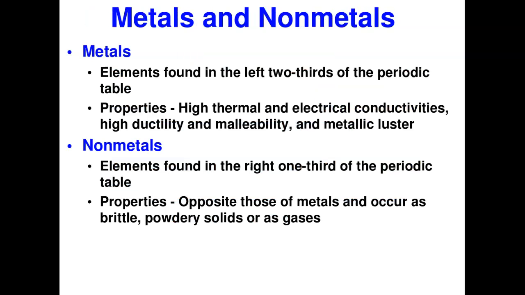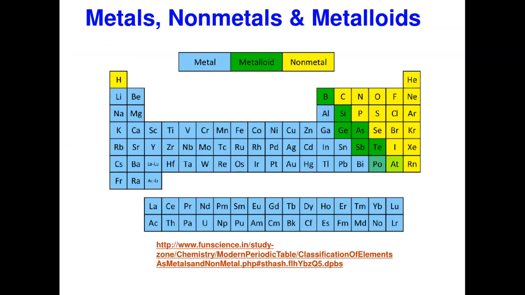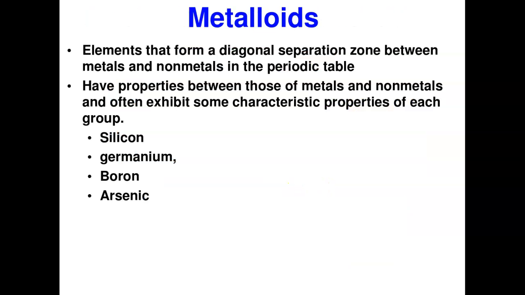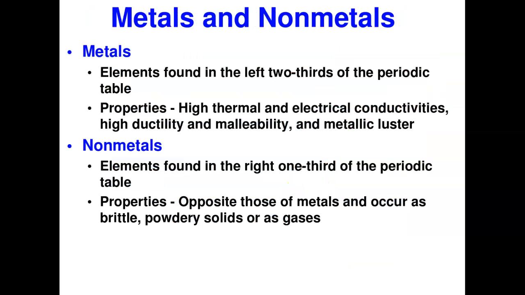When you look at the periodic table here, you see 2/3 of the periodic table to the left is made up of the metals. The metals are shown in blue. And then, if you go to the right, the right of the elements is 1/3. That 1/3, we call them the non-metals.